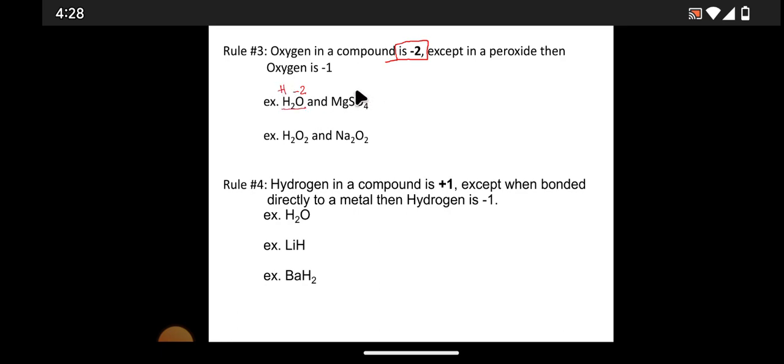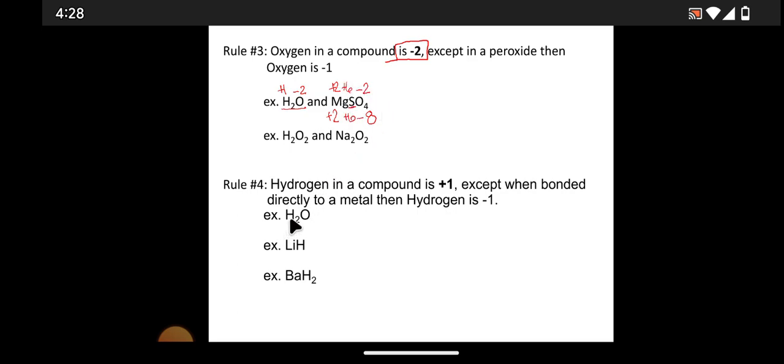Coming over here, oxygen is going to be -2. Magnesium is a simple ion, so +2. And now again, the whole thing has to add to 0. So just adding this up, oxygen, there's 4 of them, so that would be a total charge of -8. And then magnesium is +2, so the sulfur here would have to be +6 so that our whole compound can add to 0.